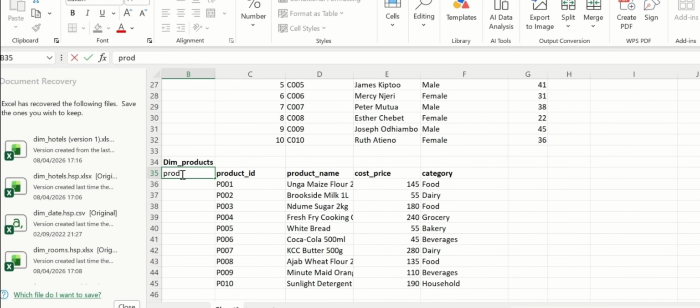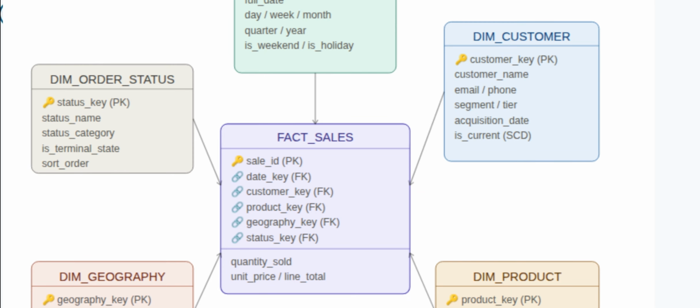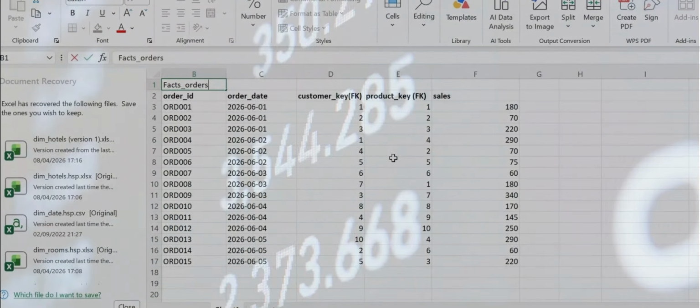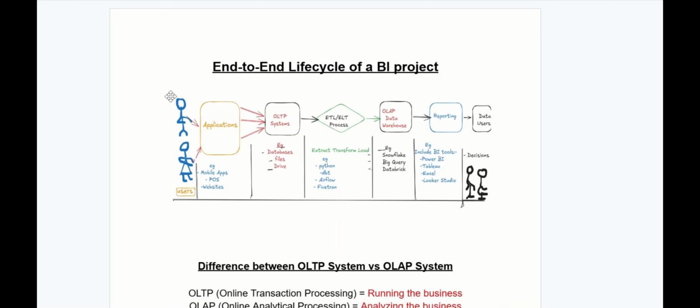So in the next few minutes, I'm going to build an OLTP data model and an OLAP data model so that you can see how the operational data becomes analytics data. Now let's see the difference between the OLTP system and the OLAP system.